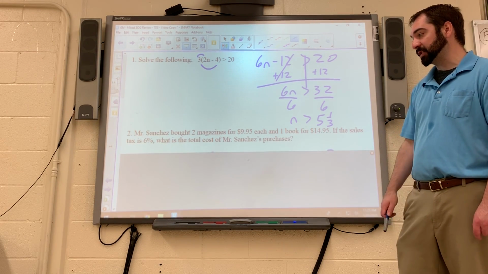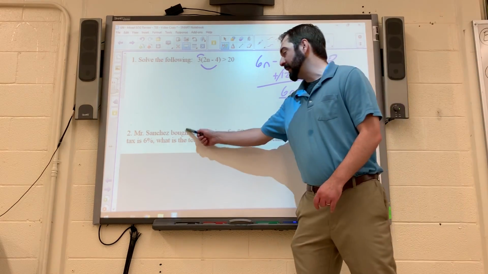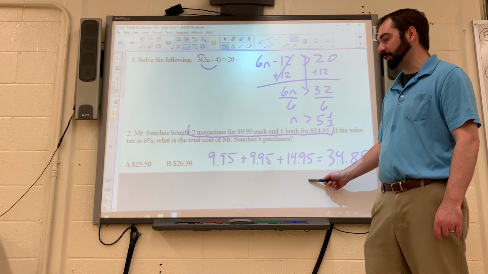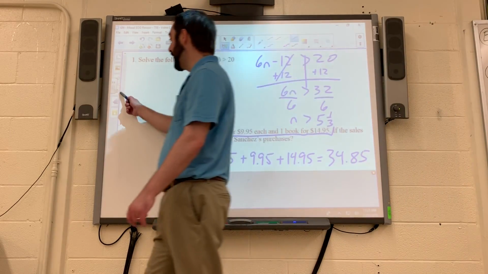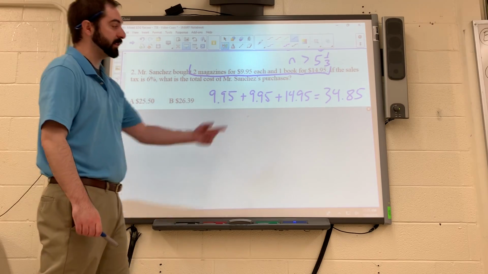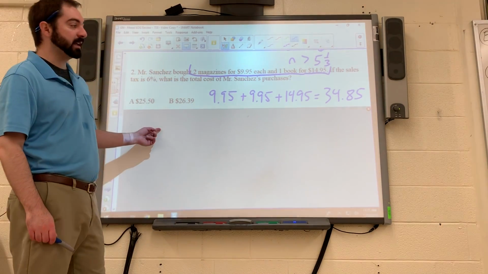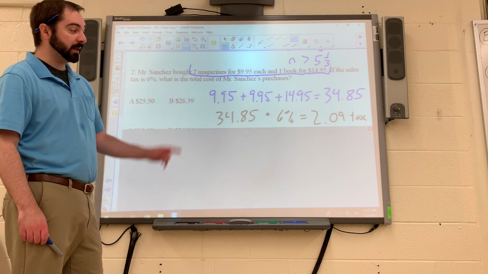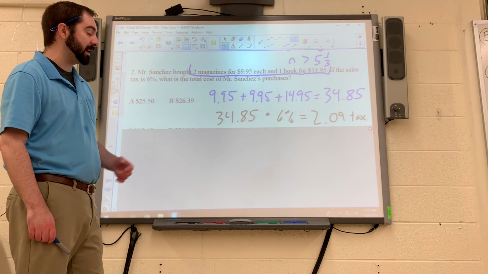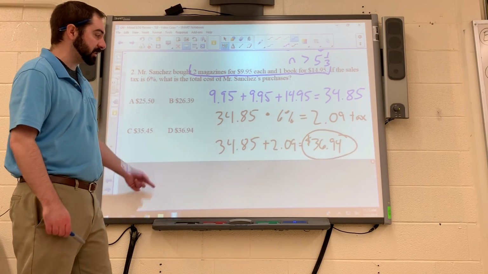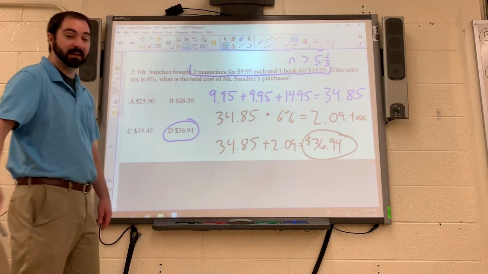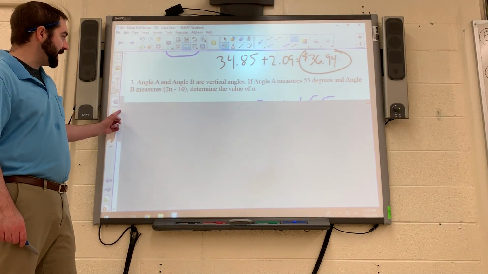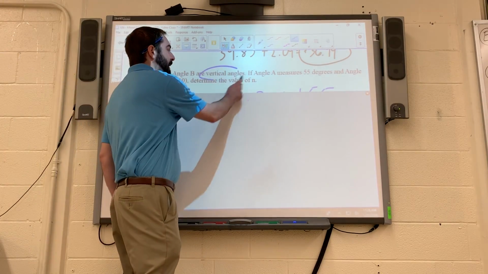Number 2, Mr. Sanchez bought 2 magazines and 1 notebook. And then we have a sales tax and a total cost for Mr. Sanchez. So first step, figure out how much he spent on those 3 items. $34.85. That's the cost before the tax. They were charged 6% sales tax, meaning they were charged $2.09 in tax. That's an additional fee, meaning that gives us a final answer of D, $36.94.